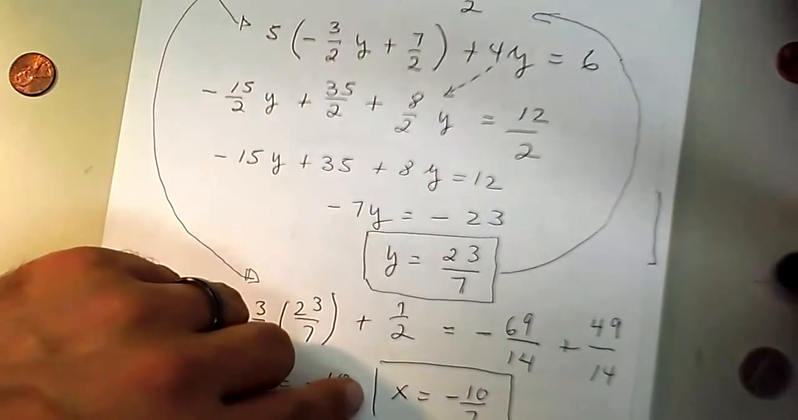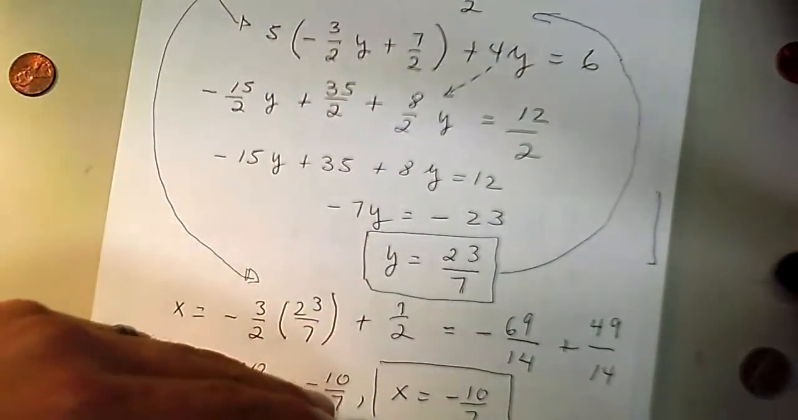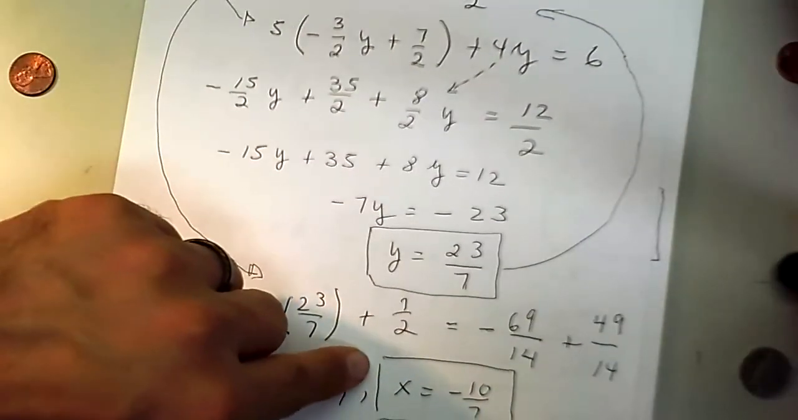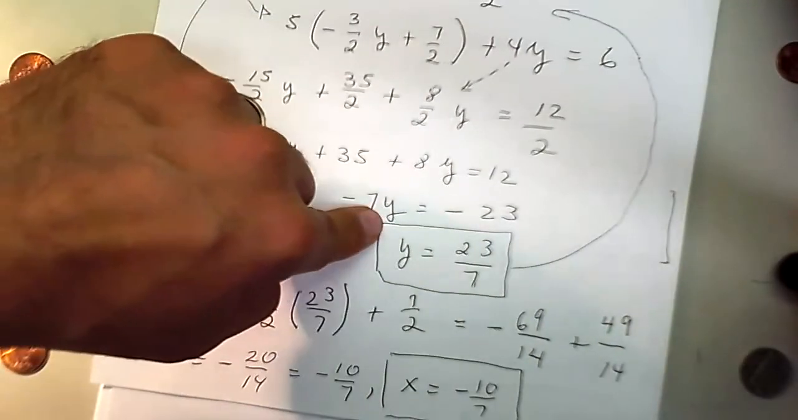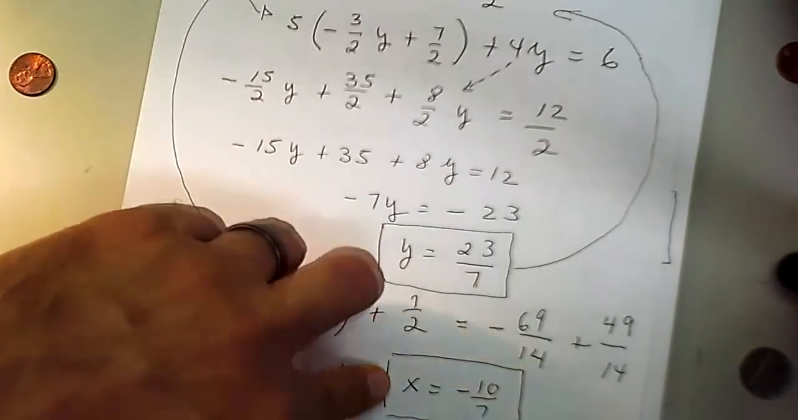This solution, using pure substitution, this x solution relies 100% on this solution. If this is wrong, that's going to go wrong automatically. They're both going to be wrong.